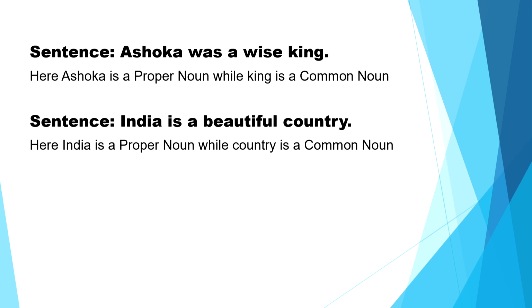So let us understand this with the help of an example. Ashoka was a wise king. Now, first of all, let us identify the nouns over here. So, Ashoka and king, these are 2 nouns over here. Now, the noun Ashoka refers to a particular king, but the noun king might be applied to any other king like Akbar, Prithviraj Chauhan and so on, as well as to Ashoka. So, here Ashoka is a proper noun, whereas king is a common noun.